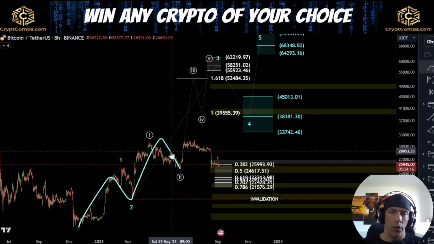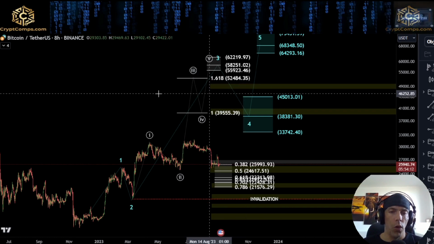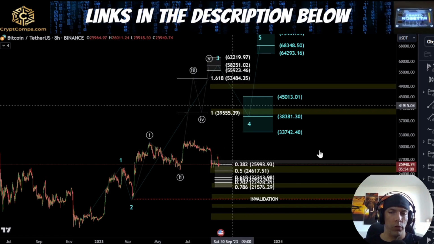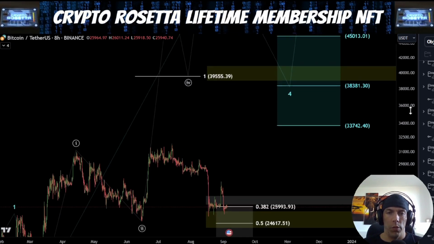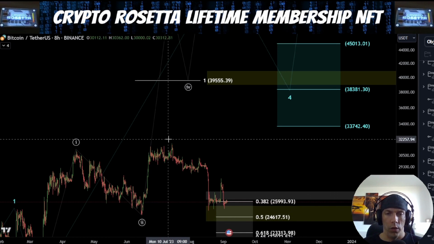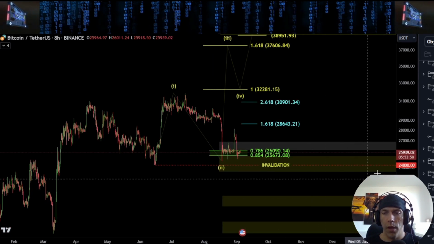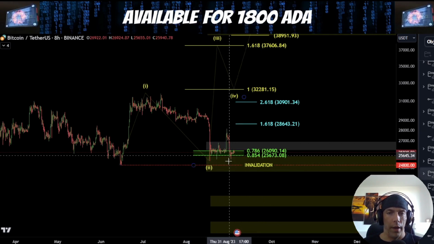Now, the 1.618 of the white count here is sitting at this 52,484, so this would be saying that we need to basically see a push up towards this 1.618 for confirmation. Now, the problem within this count is that it would be suggesting that this is another 1 2 here, and even though we haven't technically broken the low here at this 24,800, it is looking quite likely that this is going to happen.